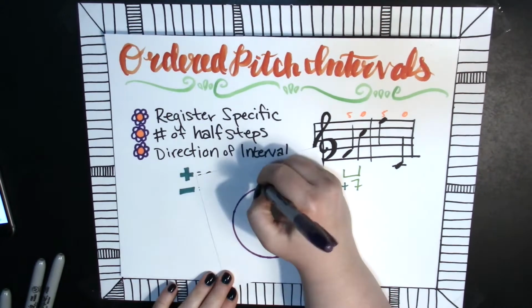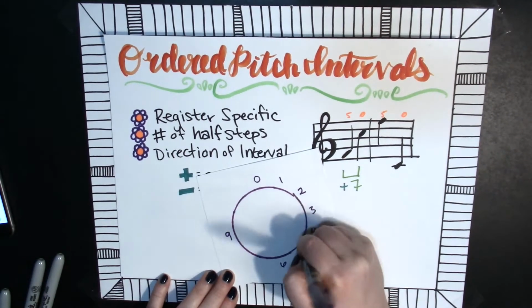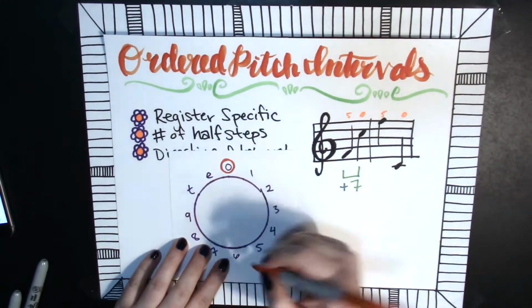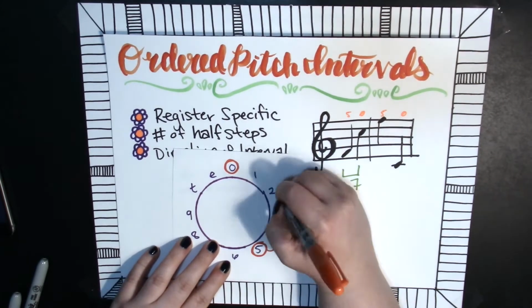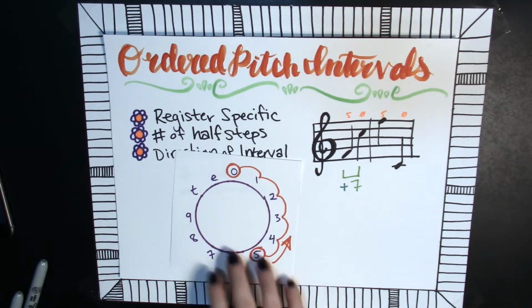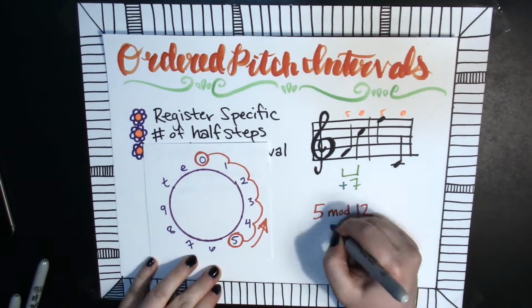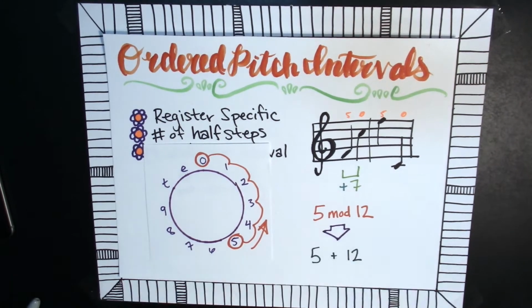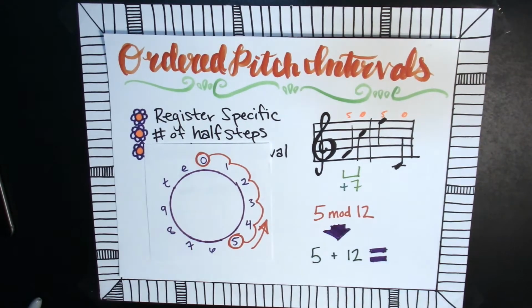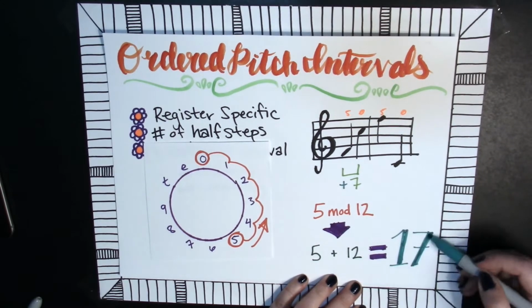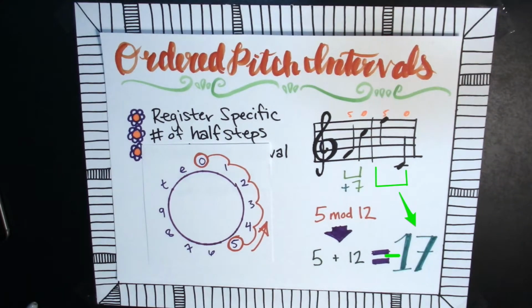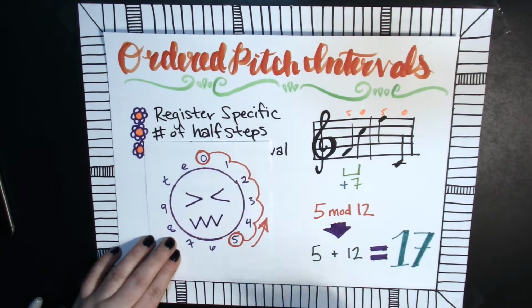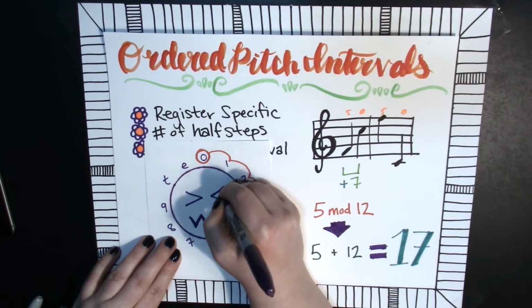But what if the interval is greater than an octave? Take this example. Again, start on pitch class 5 and count in a counterclockwise descending direction. Since this interval is displaced by an octave, which contains 12 half steps, simply add 5 plus 12. And since this interval is descending, it gets a minus sign. But when using the clock face method, always count clockwise for ascending intervals and counterclockwise for descending intervals.